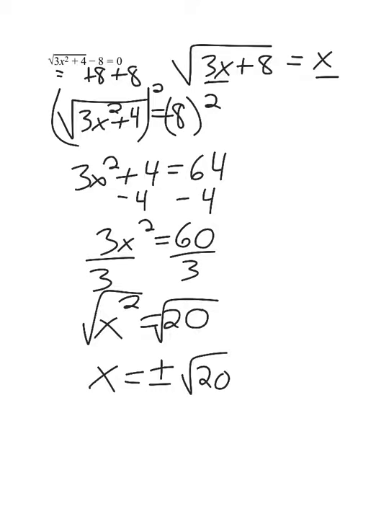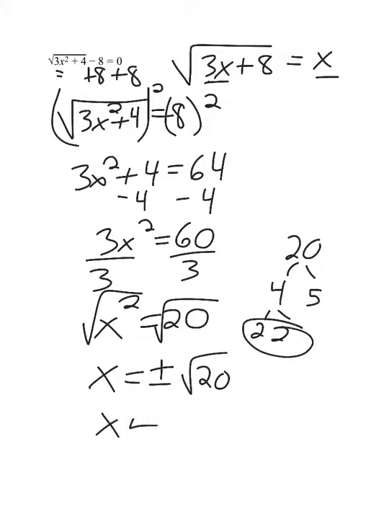You might need to simplify this. So I could do this as 4 and 5, 2 and 2. So this would be x equals plus or minus 2 square root 5. Remember, anytime you are taking the square root of both sides, it creates two answers, a positive and a negative. So my final answer is plus or minus 2 square root 5.